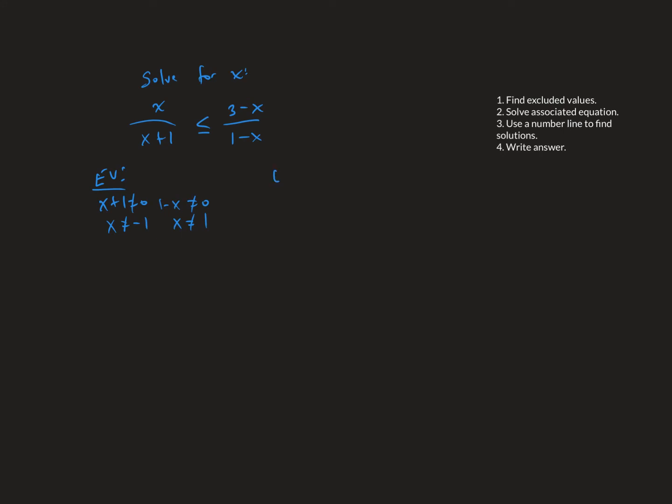Now I'm going to solve my associated equation. So rewrite it as an equation. Get an LCD. The LCD here would just be the denominators times each other. So I'm going to get x times 1 minus x to switch this one to the LCD. And then 3 minus x gets multiplied by x plus 1 to get it over the LCD. Now I can multiply both sides by the LCD, and I'm going to go ahead and multiply this out. I'm going to get everything onto the same side.